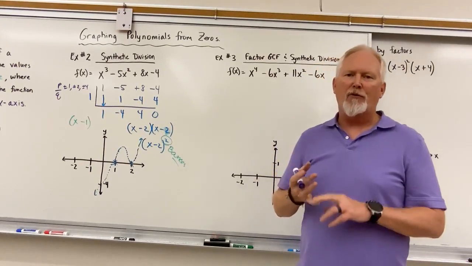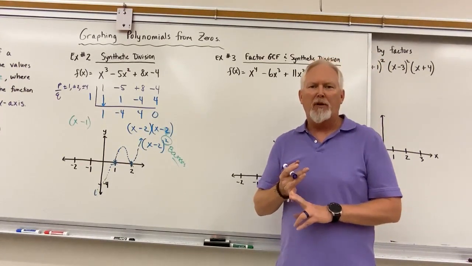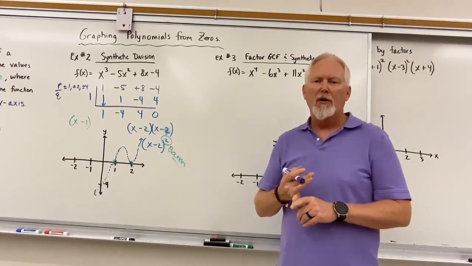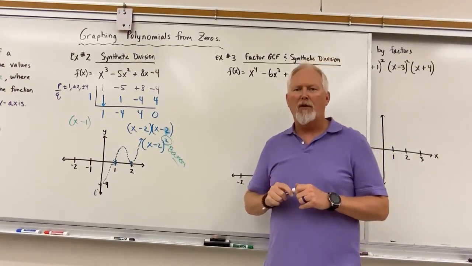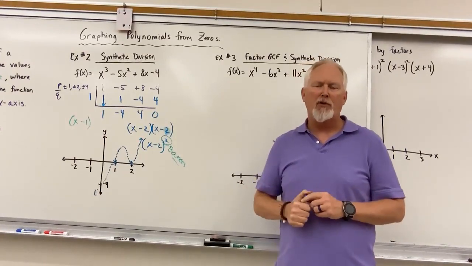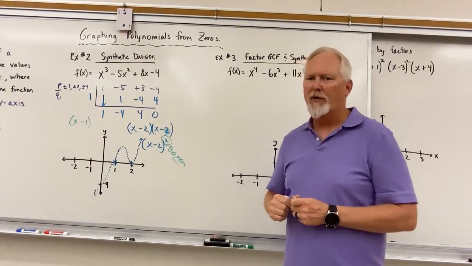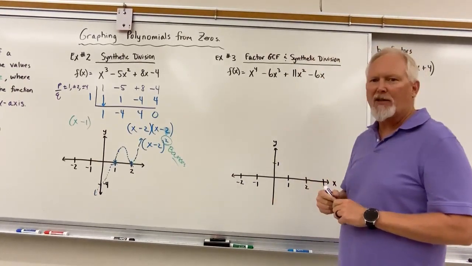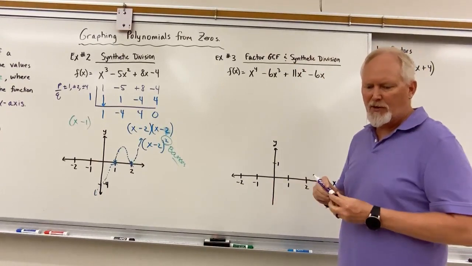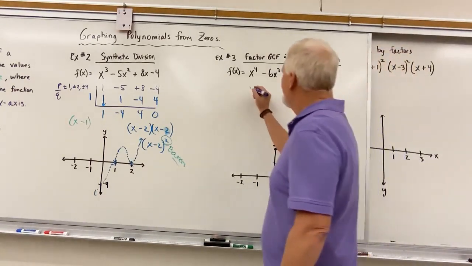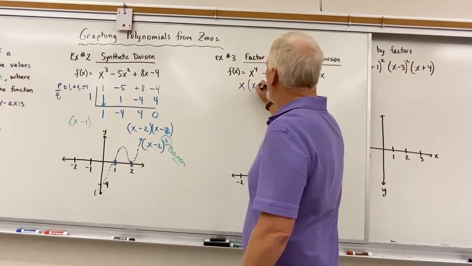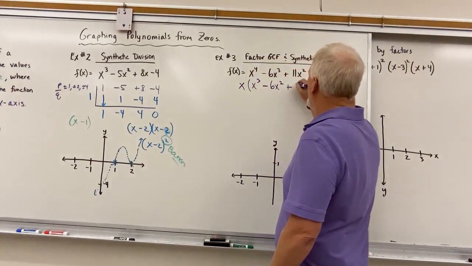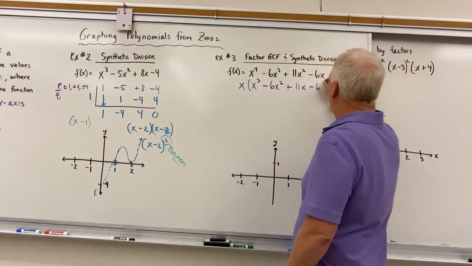Then after that, we might look for patterns, binomial squares, or a perfect trinomial, which is where you can take the square root of the ends, and if that's a multiple of 2 in the middle, then you've got a perfect square binomial or trinomial. In this case, we have an x that's in common. So I will factor out that x, and then I'll reduce the powers: x cubed minus 6x squared plus 11x minus 6, right?